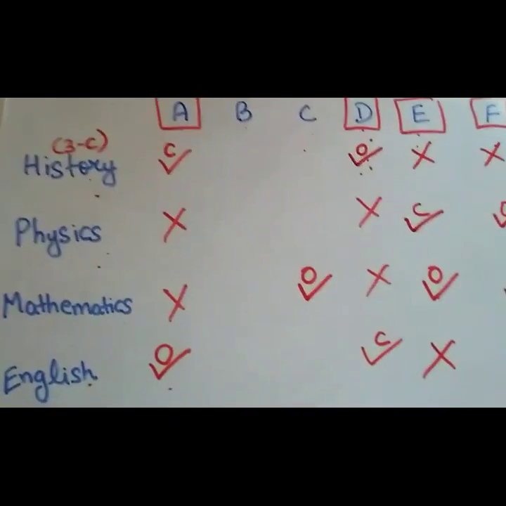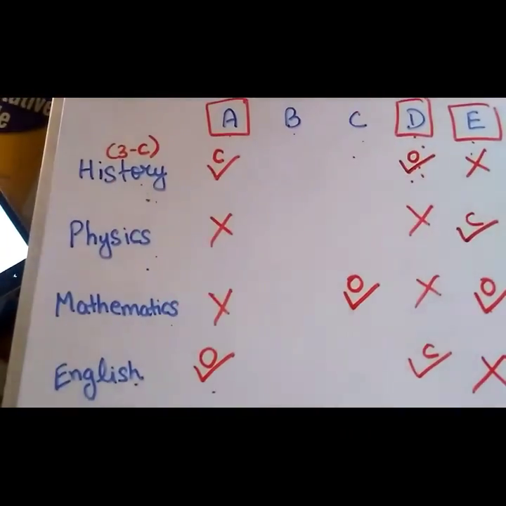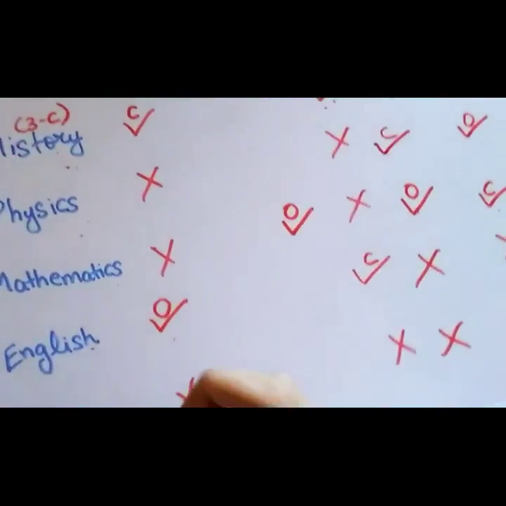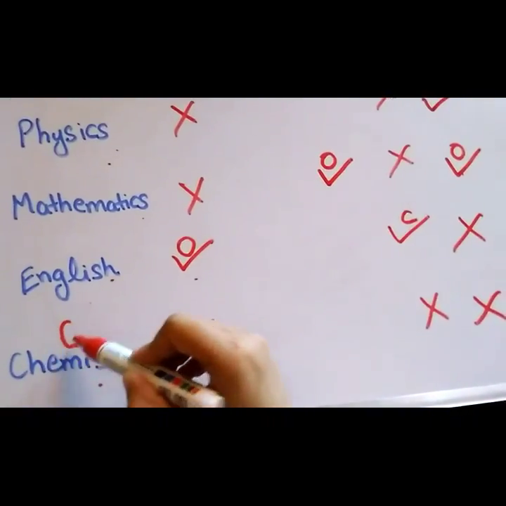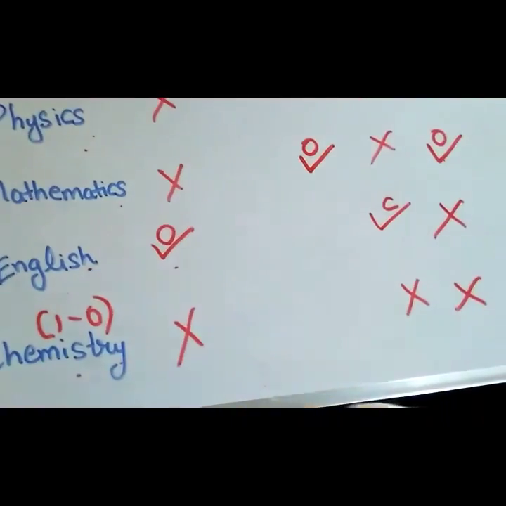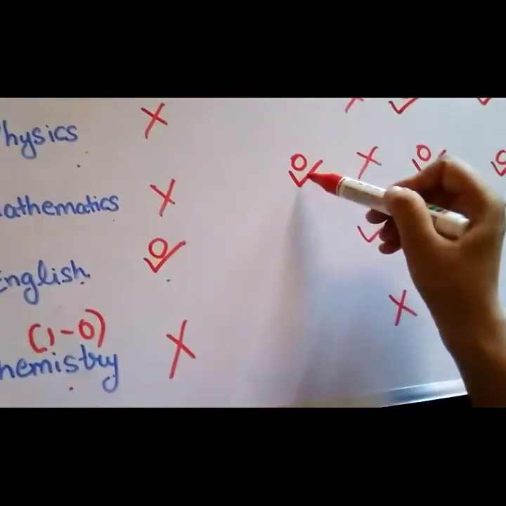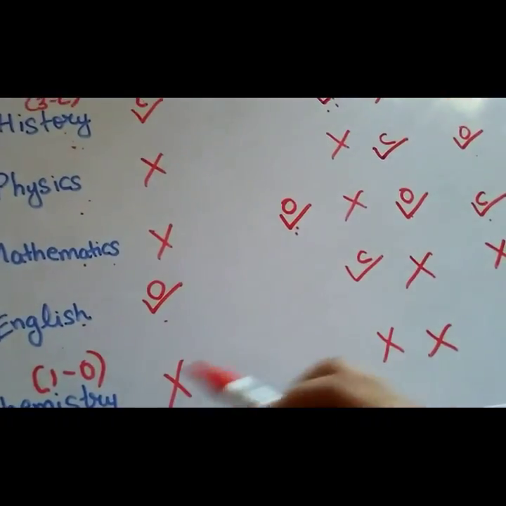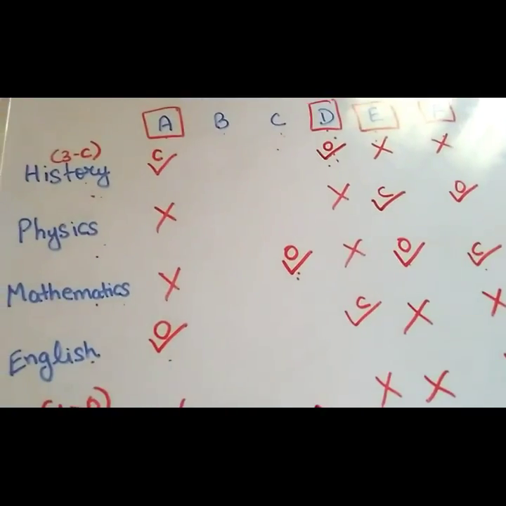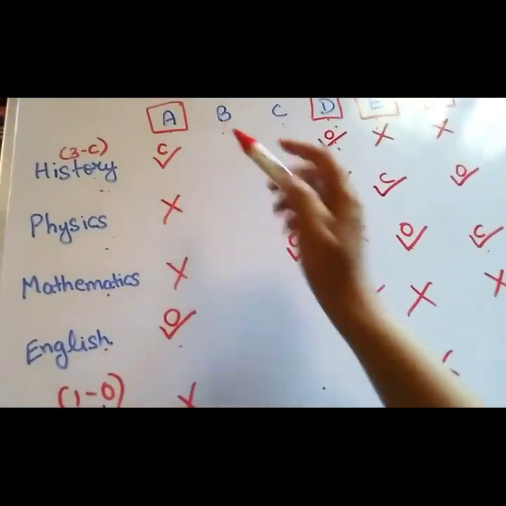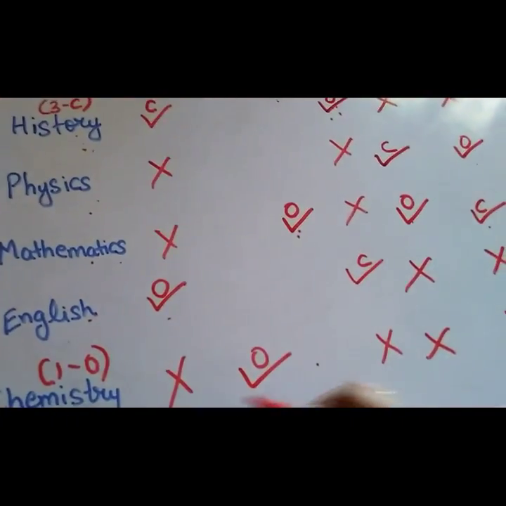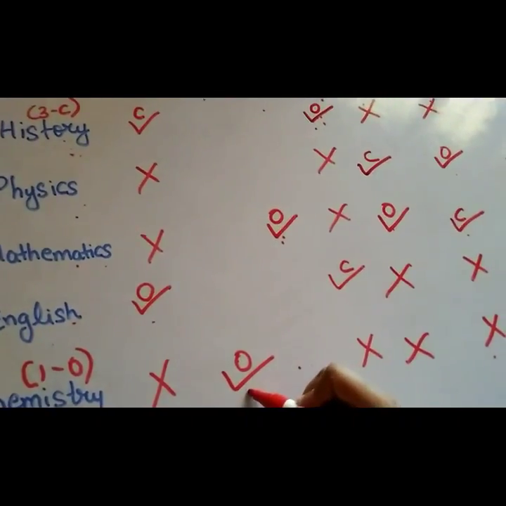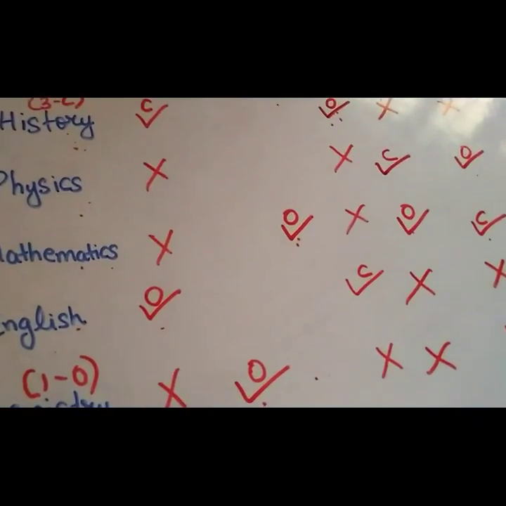Now left are B and C. So let's move further. Chemistry is an optional subject of only one of them. C has mathematics as an optional subject, so obviously chemistry cannot be the optional subject for C. Chemistry is an optional subject for B. Why? Because all the others we have already covered. So B has chemistry as the optional subject.